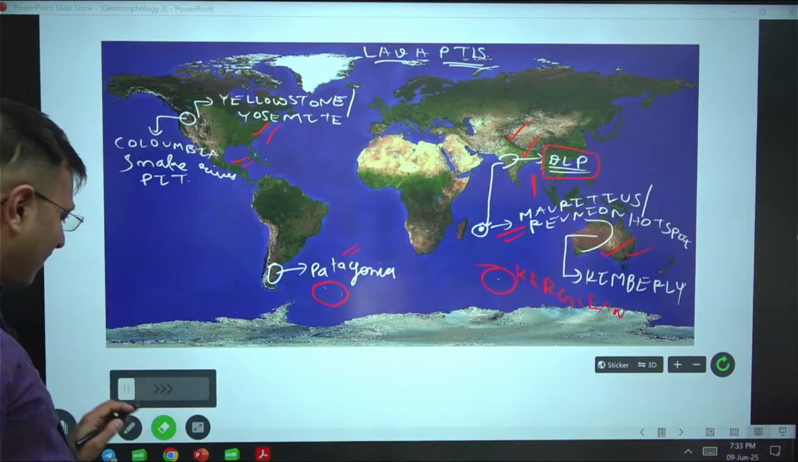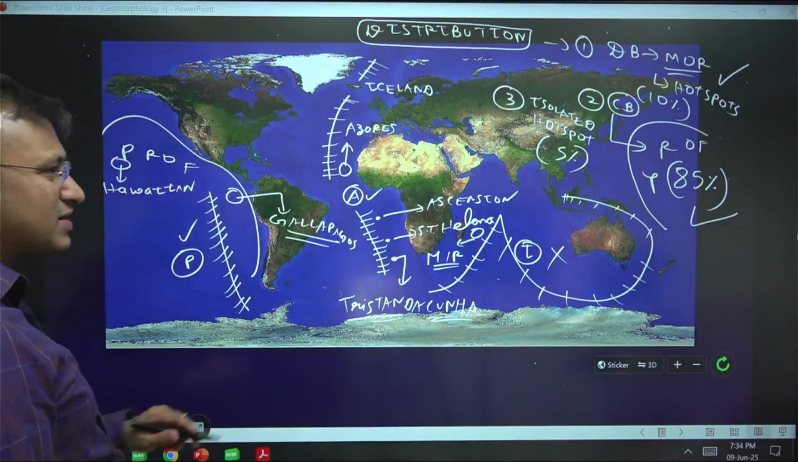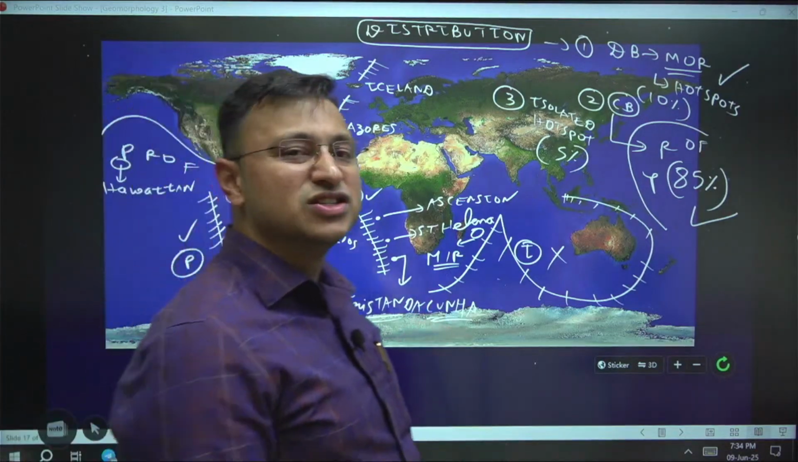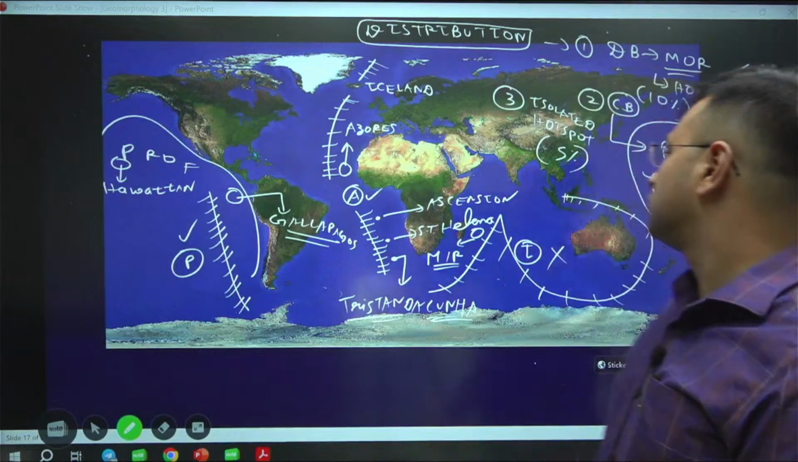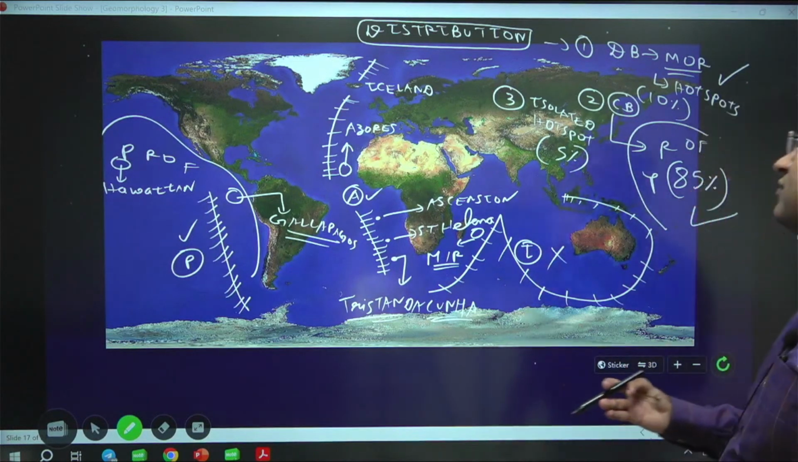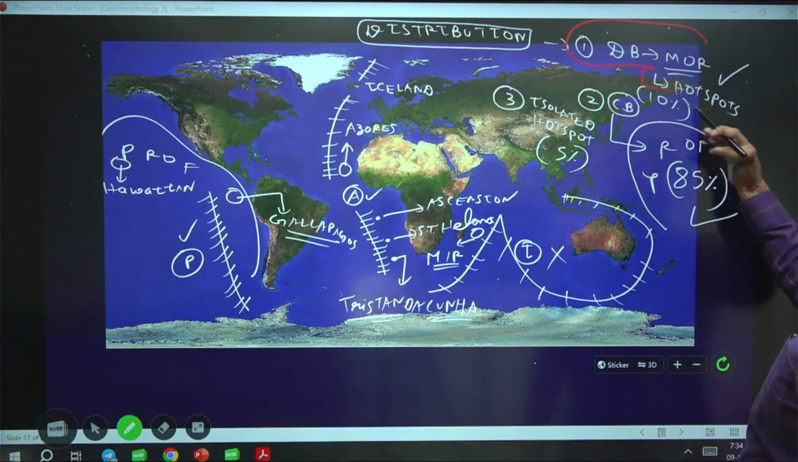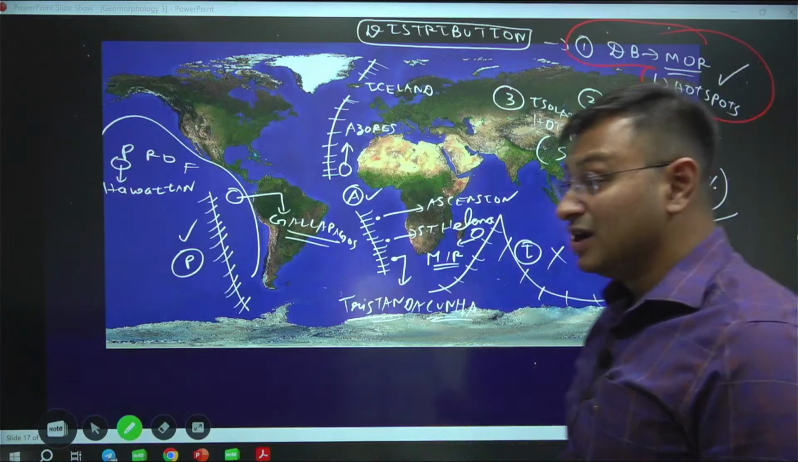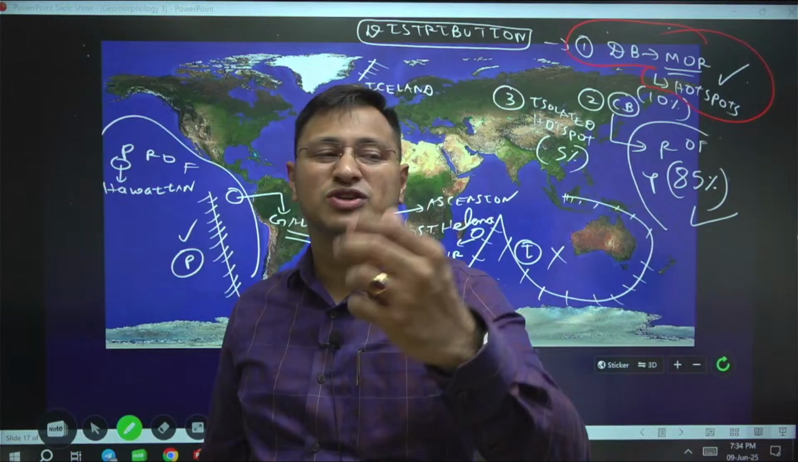So now that we have understood the types of volcanoes, let us try to understand where we can have the distribution of volcanoes. Naturally, if I am talking about the distribution of volcanoes, the first type of distribution can happen over the mid-oceanic ridges, where you have the formation of mid-oceanic ridges.